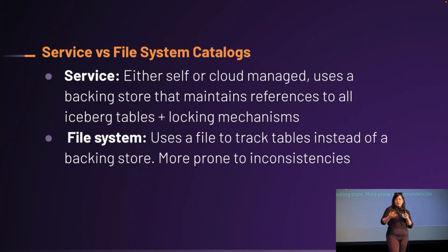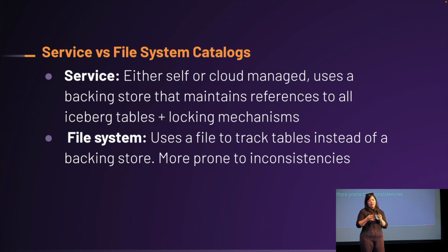Currently within the ecosystem, there are two different types of catalogs that we've seen. The first is service catalogs, and the second is file system catalogs. Mostly, we associate file system catalogs with something like Hadoop or Hive Metastore, where you're tracking the tables using a metadata file and the hard location of where that file lives, and it's pretty tightly coupled. This can be prone to more inconsistencies because it involves a lot of locking mechanisms, locking and unlocking in order to make consistent changes to your metadata, and this can be really tough in production.